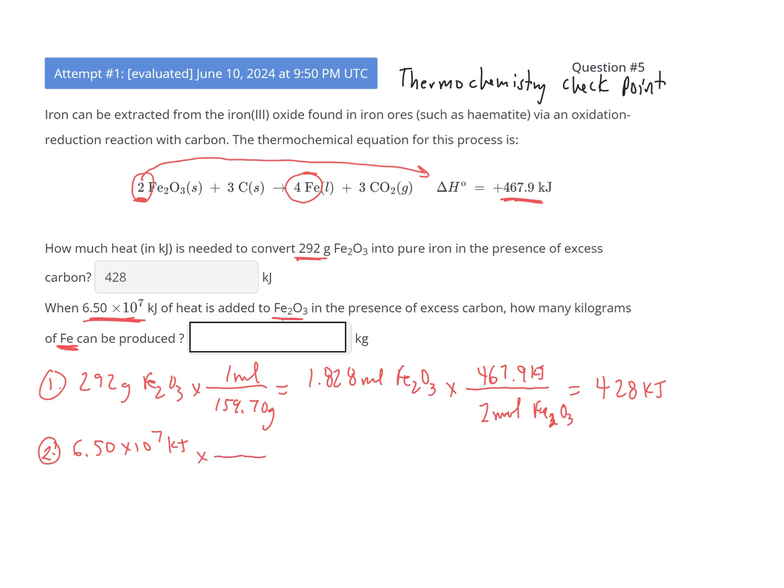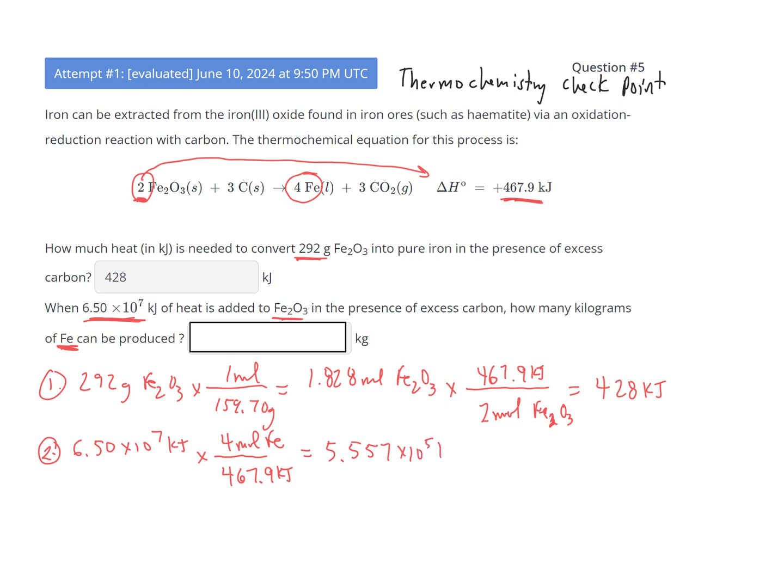So the balanced thermochemical equation tells us for every 4 moles of iron we have in the reaction, we're going to require 467.9 kilojoules of energy. That's going to let us get to moles of iron, and then we can use the molar mass to get to grams of iron, and then eventually kilograms of iron. So 6.5 times 10 to the 7, then I'm going to multiply that by 4 moles of iron over 467.9 kilojoules to get approximately 5.557 times 10 to the 5.